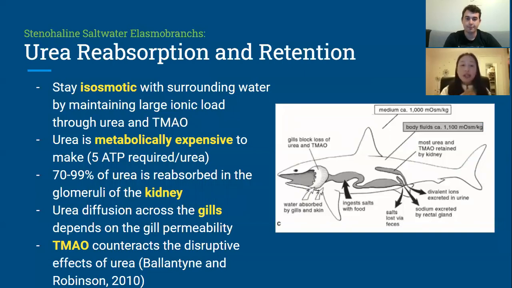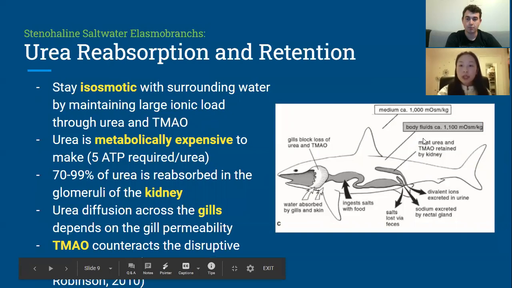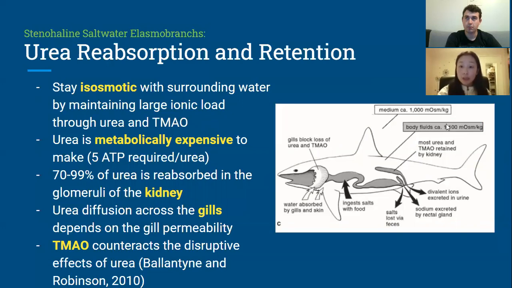To conserve this urea, the efforts are made in the kidney, where 70 to 99% of the urea is reabsorbed, and diffusion could also occur across the gills, and that depends on how permeable the gill is. And this is outlined in this diagram here. So the bodily fluids and the medium are at really similar osmolarities, and in the kidney is where urea and TMAO are retained. The gills are going to try to block the loss of urea and TMAO by being less permeable.